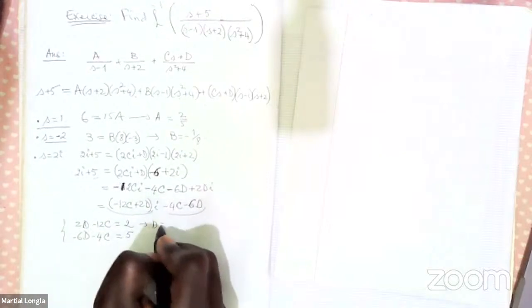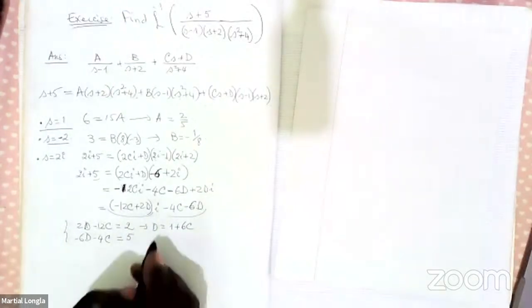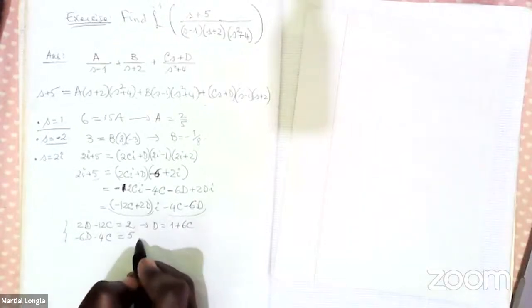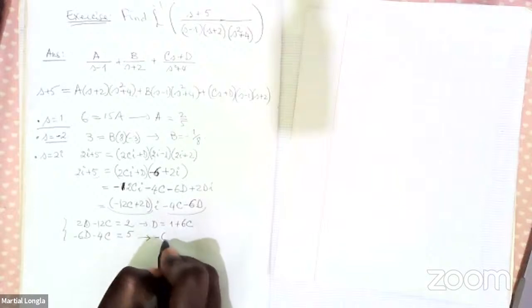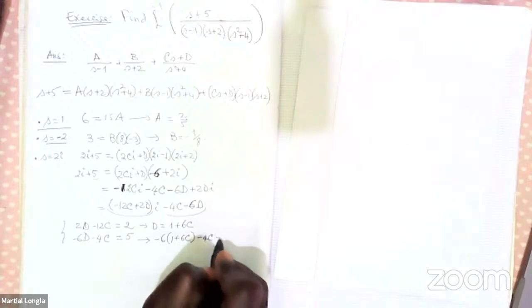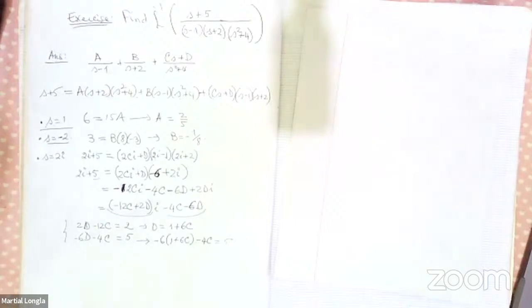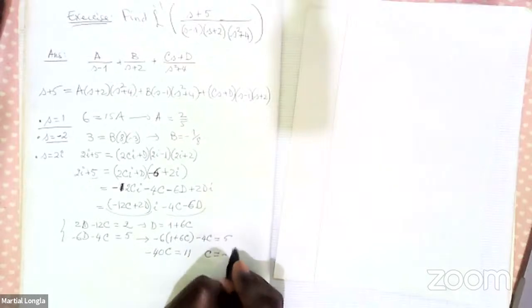So that first one gives you d equals 1 plus 6c when you solve this one. And so you plug it in here. So that's negative 6 times 1 plus 6c minus 4c equals 5. So that's negative 6 going to the other side. It's 11. 6 times 6, that is 36, and 4, that's 40. Negative 40c equals 11. So c is negative 11 over 40.